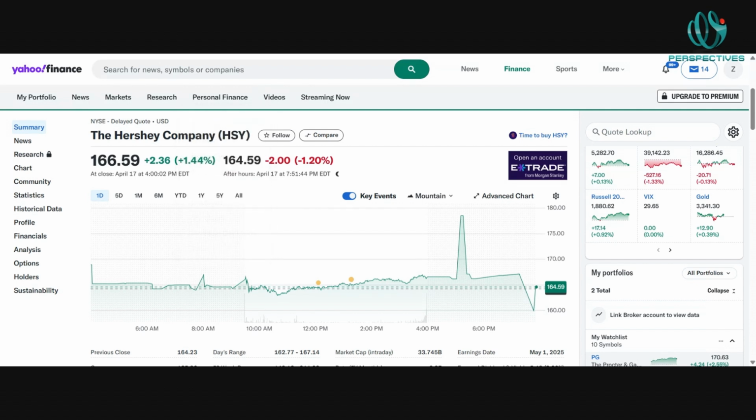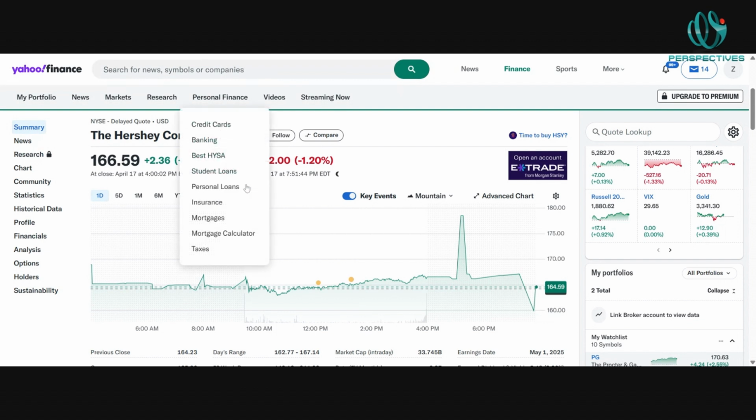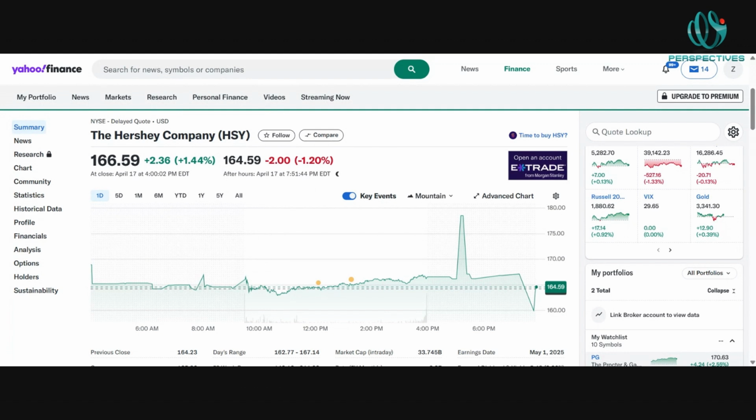As you see right here, you've got plus 2.36. This is telling you the change in the price. Obviously, red means it went down. Green means it went up. Now you see this says after hours, April 17th, 7:51 Eastern time. This says at close. At close refers to when the market closed. Like I said, red means it dropped, green means it went up.